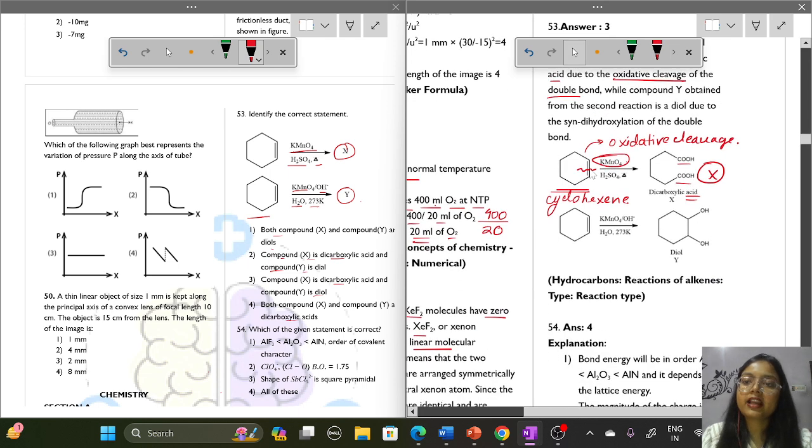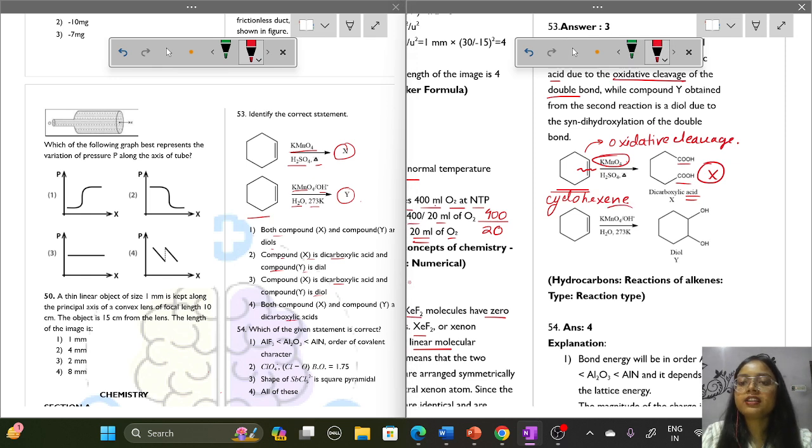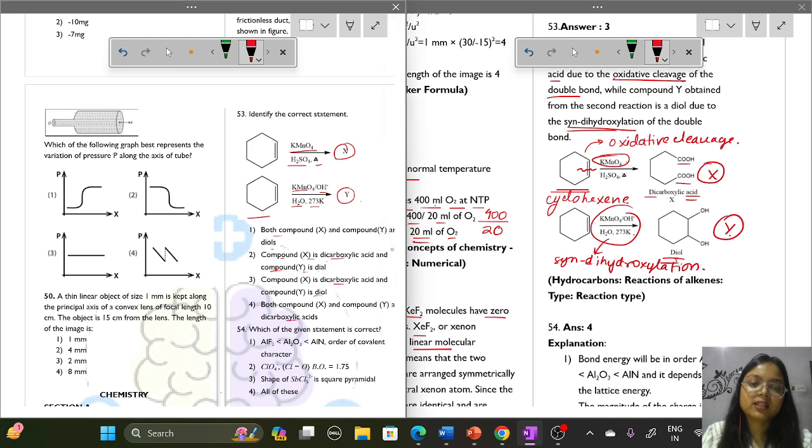Then for the second reaction, cyclohexene on reaction with these reagents will form a diol, due to syn hydroxylation. This process is called syn dihydroxylation, and compound Y is formed. So X is dicarboxylic acid and Y is a diol. Option number 3 will be the correct option for this question.